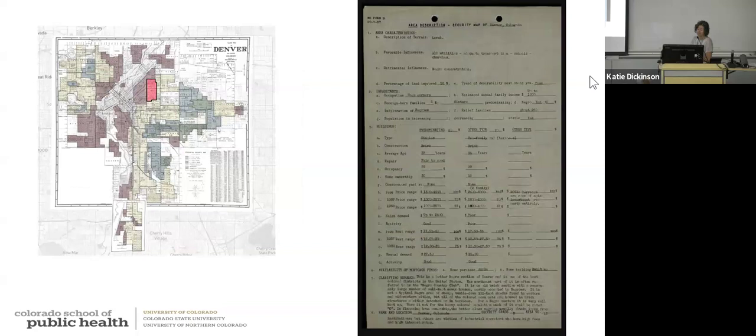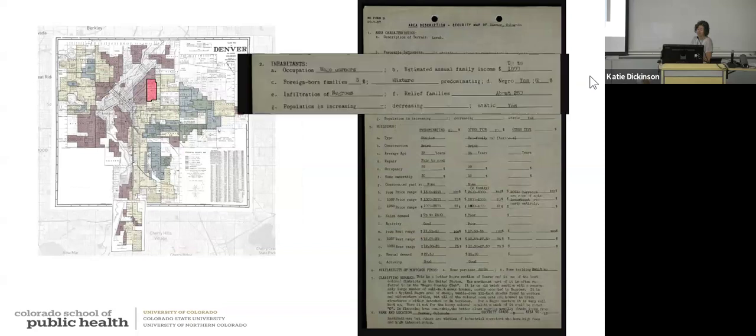I present this material a lot, and it makes me angry every time I do it. So this is the Whittier neighborhood. It has some foreign-born families. It has infiltration of Negroes. Okay, I'm going to use the terms that are used on this form.